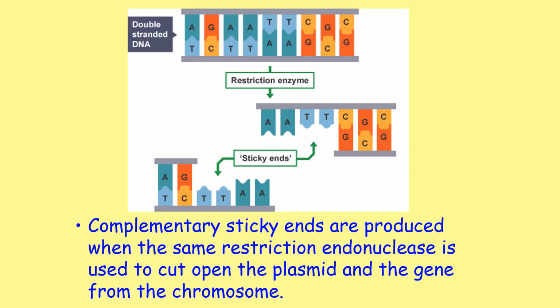And this is what it looks like in a bit more detail. You can see here we've got our double-stranded DNA. The restriction enzyme that we've used has cut at the base sequence AATT, and so it's left open those sticky ends. That AATT sequence will form complementary hydrogen bonds with the base sequence TTAA.